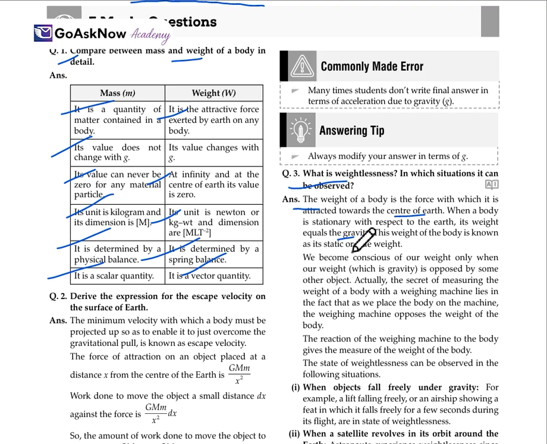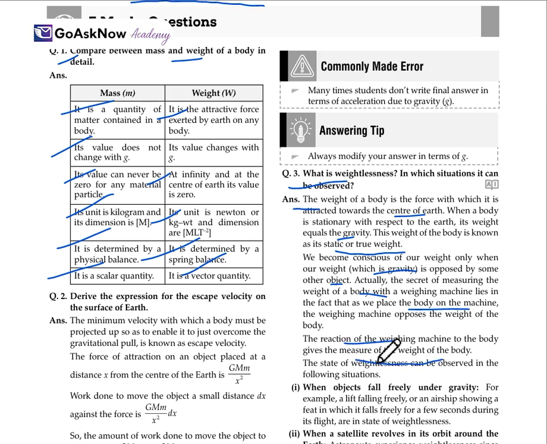The weight of the body is also known as the static or the true weight. We become conscious of our weight only when gravity is opposed by some other object. The secret of measuring the weight of a body with a weighing machine lies in the fact that we place the body on the machine, and the weighing machine opposes the weight of the body. So, the reaction of the weighing machine to the body gives the measure of the weight of the body.